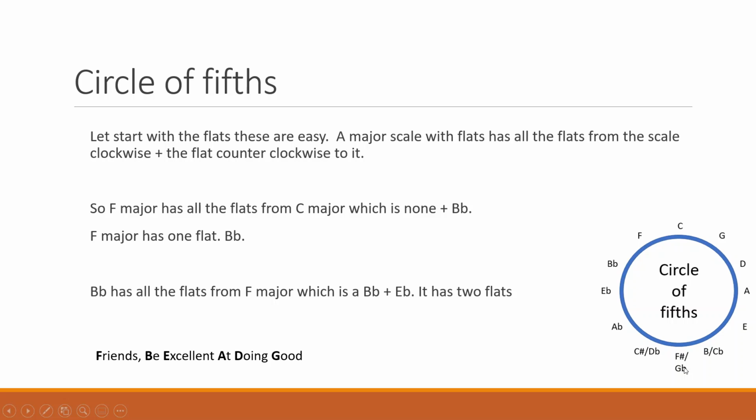And the G flat major scale has all previous flats, so B flat, E flat, A flat, D flat, G flat, as well as 1 extra, the C flat. C flat is something you're not really gonna see that much. And you can remember it with the sentence, friends be excellent at doing good.